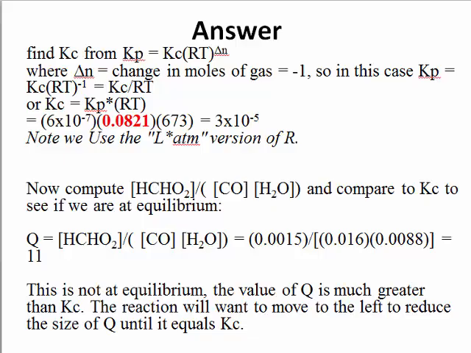Alright, this problem had several components to it. We had to convert from a Kp to a Kc, and we had to calculate a Q and compare it to that Kc. This is about, again, predicting whether the reaction will run to the right or the left. It is the trickiest, most conceptually challenging type 1 problem.